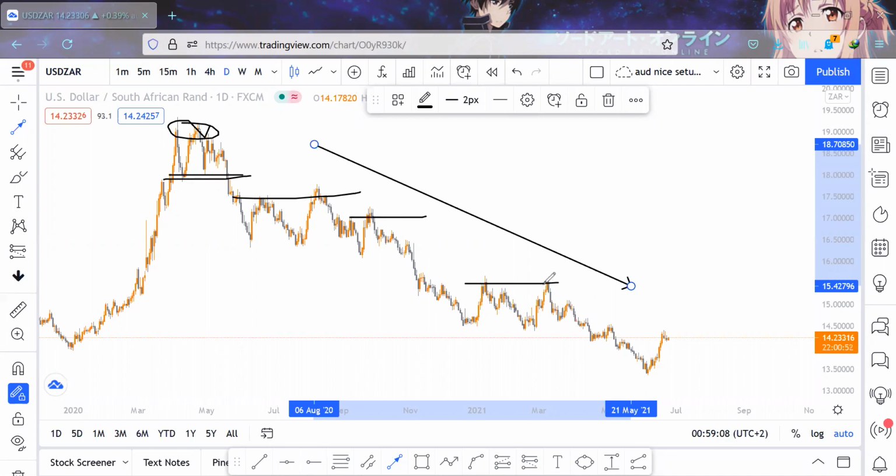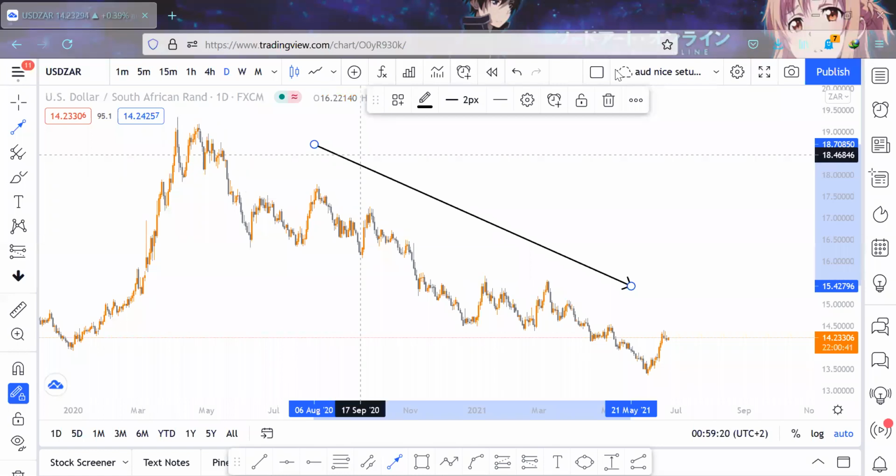Now, in order for us to identify this, we have identified a few things, which is the highs and lows of the market. We can see that here we had a high, right? We had a low here, right? We had an equal high here, right? And then we had an equal low also here, equal low, right?